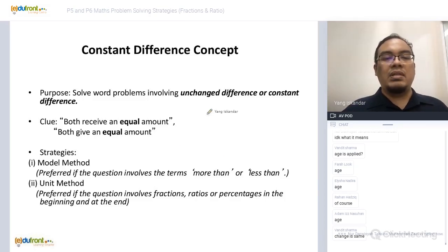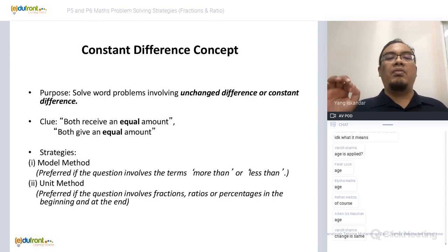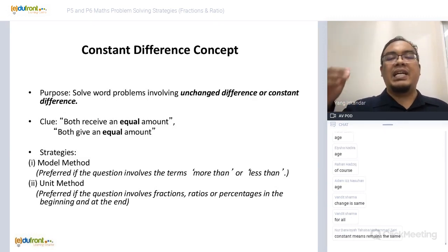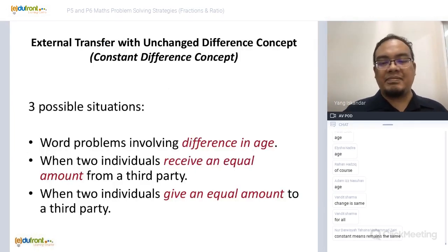What is the clue? The clue says both receive an equal amount. Both receive or give an equal amount. Right? The difference before and after will be the same. Two strategies you can use. Number one, you can use model. Secondly, you can use unitary method. Now, what type of question involves difference in age? When you see an age question, there is a very high chance that you need to use the constant difference strategy.